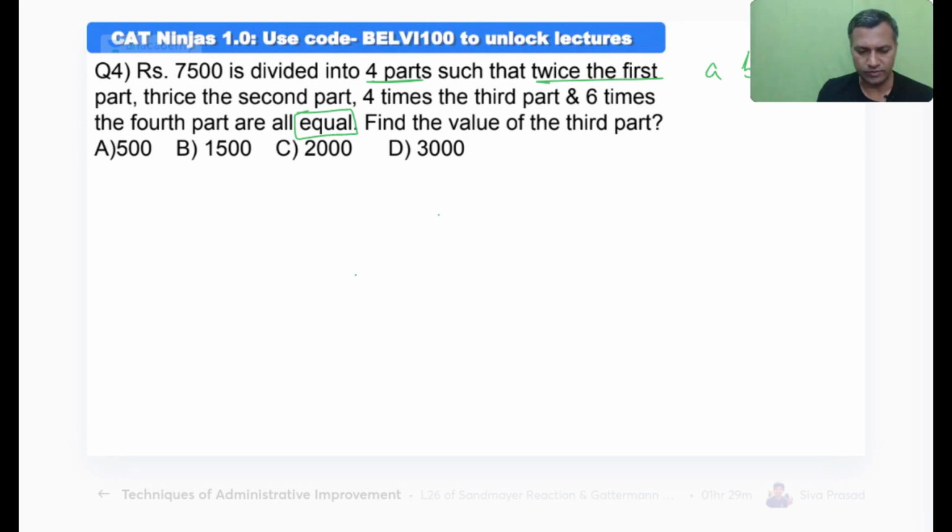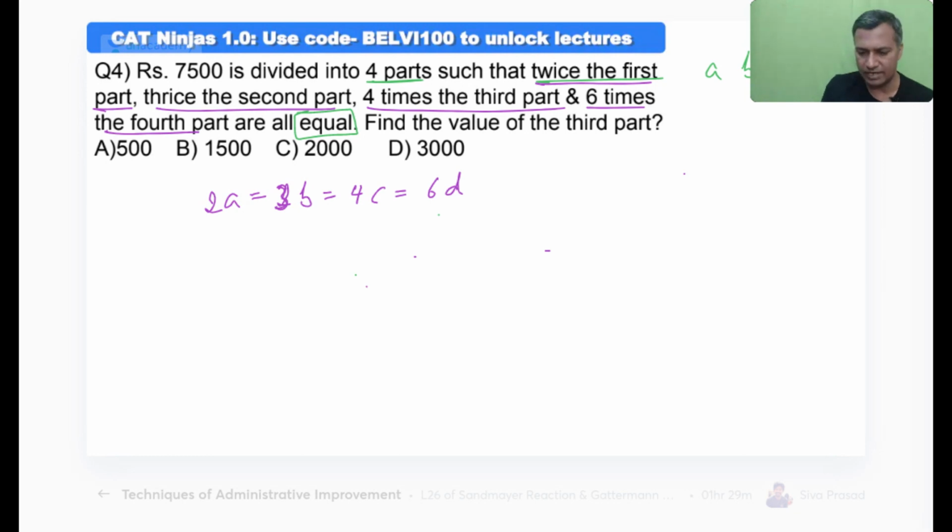Fantastic. Okay. Interface is clear, right? So let's take a look at this. Find the value of the third part. That's what he's asking. The word is equal. Let the four parts be a, b, c, d. Twice the first part, that is 2a, is also equal to thrice the second part, 3b, which is also equal to 4 times the third part, 4c, which is also equal to 6 times the fourth part, that is nothing but 6d.